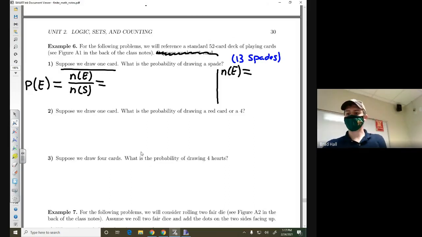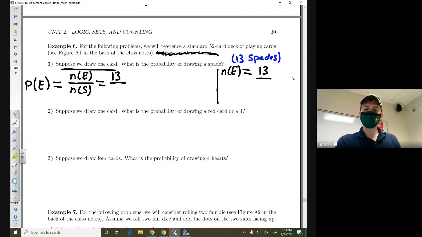So how many options do we have for that one spade? It's 13. If we chose more cards, we would multiply, but we're only drawing one card, so that's why it's just 13. So that gives us the numerator over here.